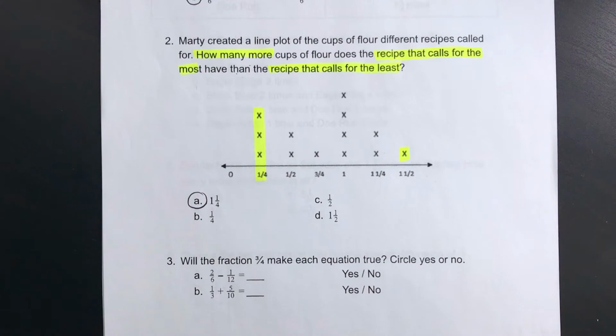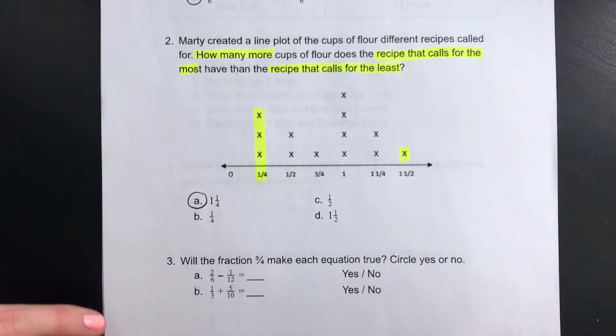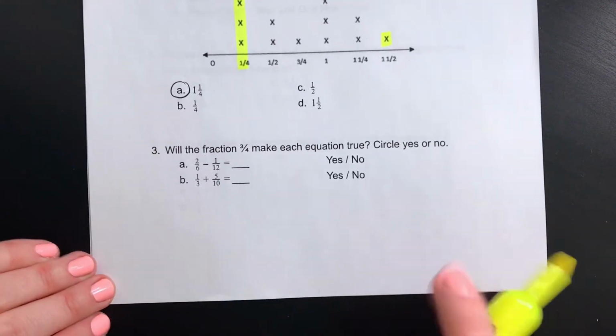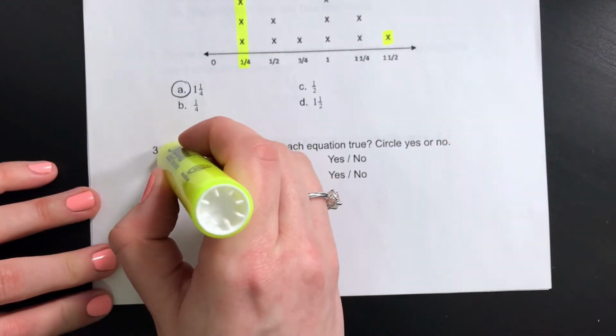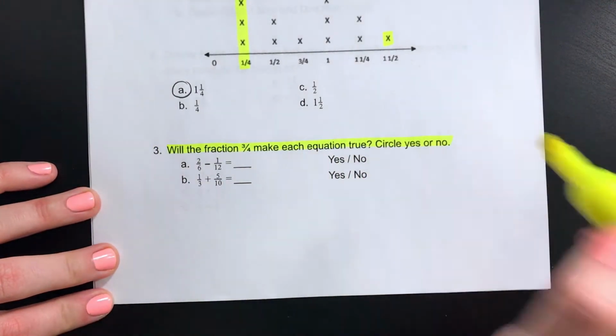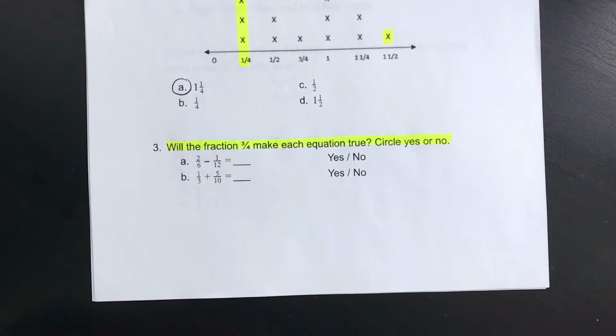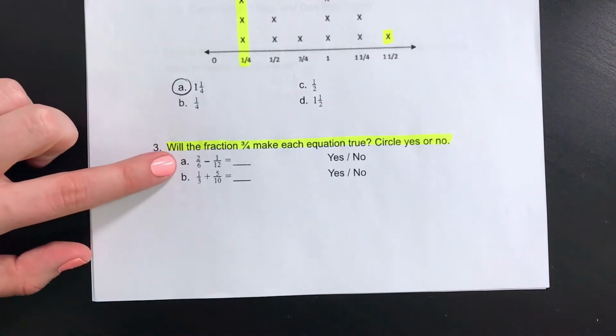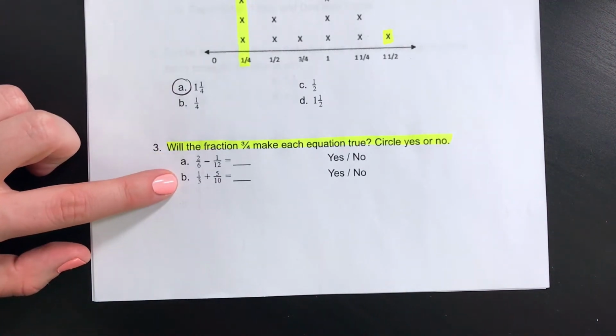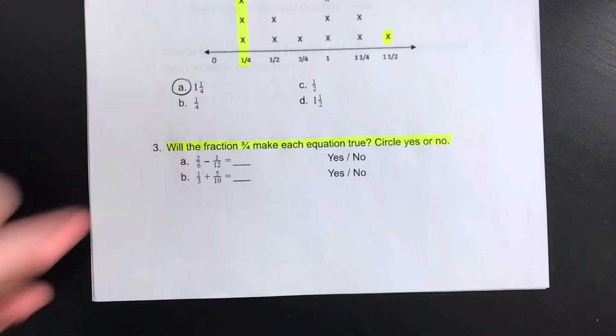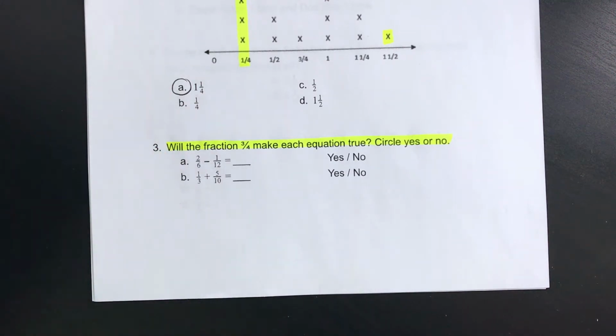Okay, so let's go down to number 3. I like to highlight my questions as I go. It makes me focus on what exactly the question is asking me. So let's see. Will the fraction 3/4 make each equation true? So basically, you need to figure out if those two problems, problem A and problem B, will both equal 3/4.